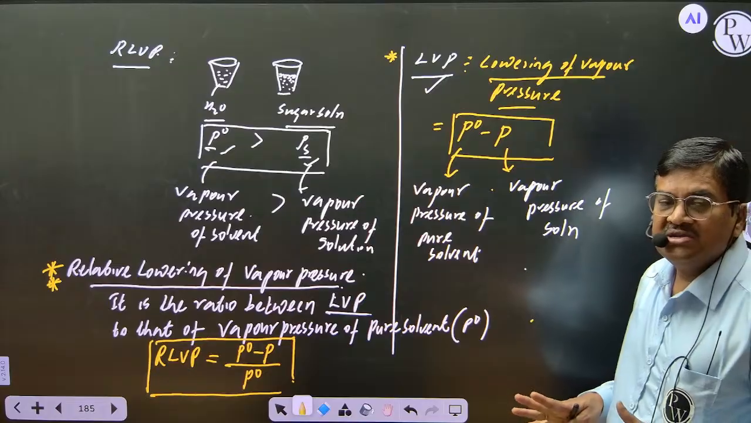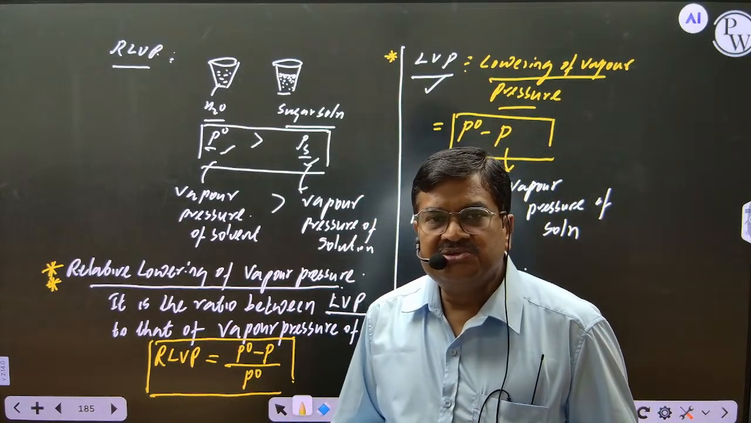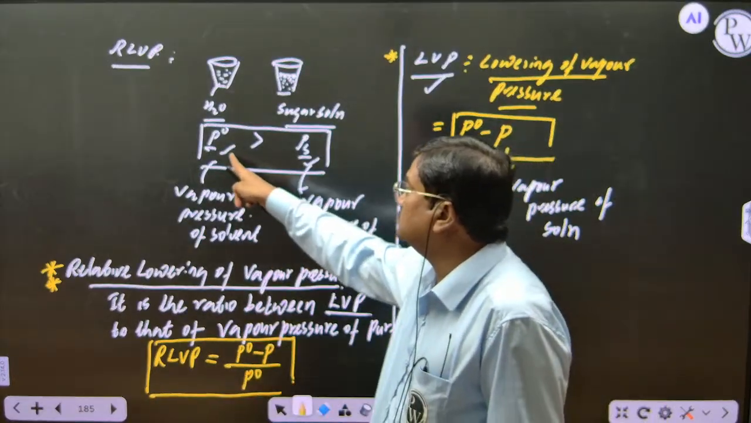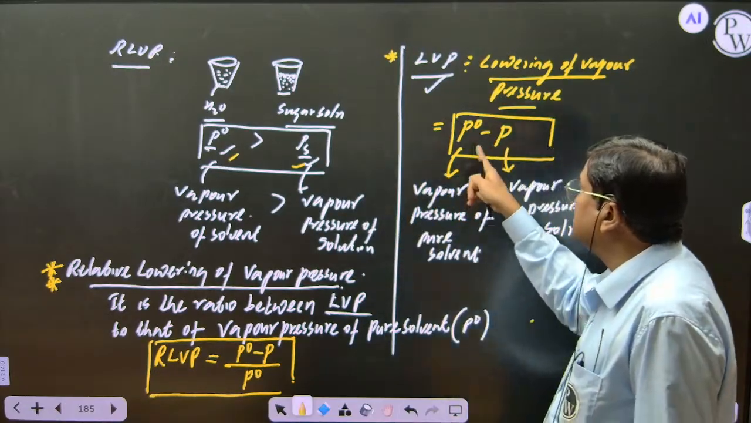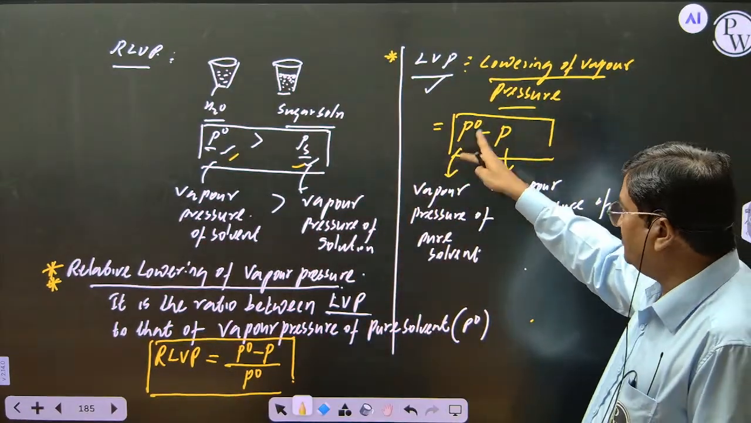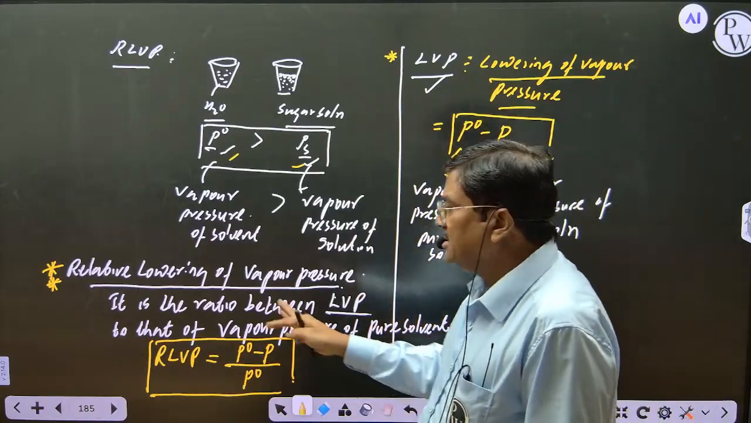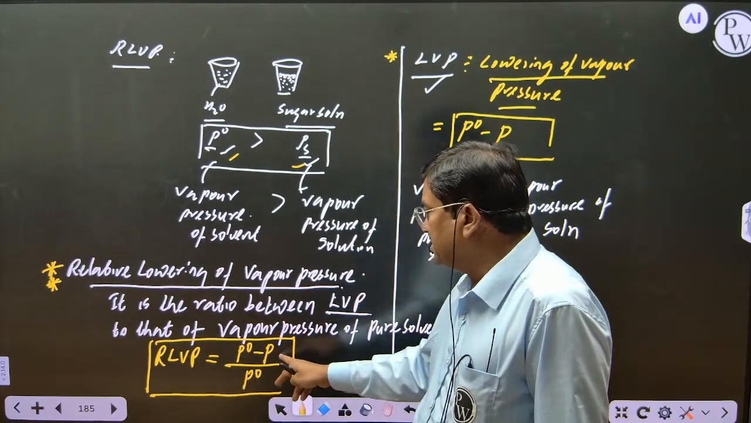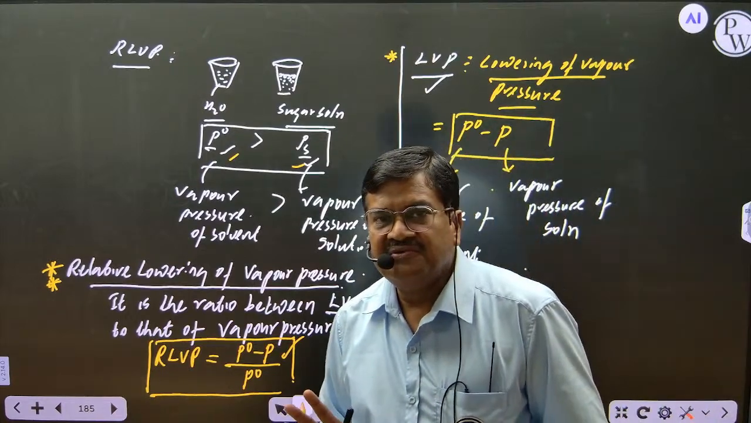Hope all of you understood what we learnt till now. When we compare the vapor pressure of pure solvent to solution, the solvent vapor pressure will always be more compared to the solution. And LVP is nothing but the difference between the vapor pressure of the pure solvent and the vapor pressure of the solution. And relative lowering of vapor pressure is nothing but the ratio between lowering of vapor pressure and the vapor pressure of the pure solvent. Up to this clear, all of you?